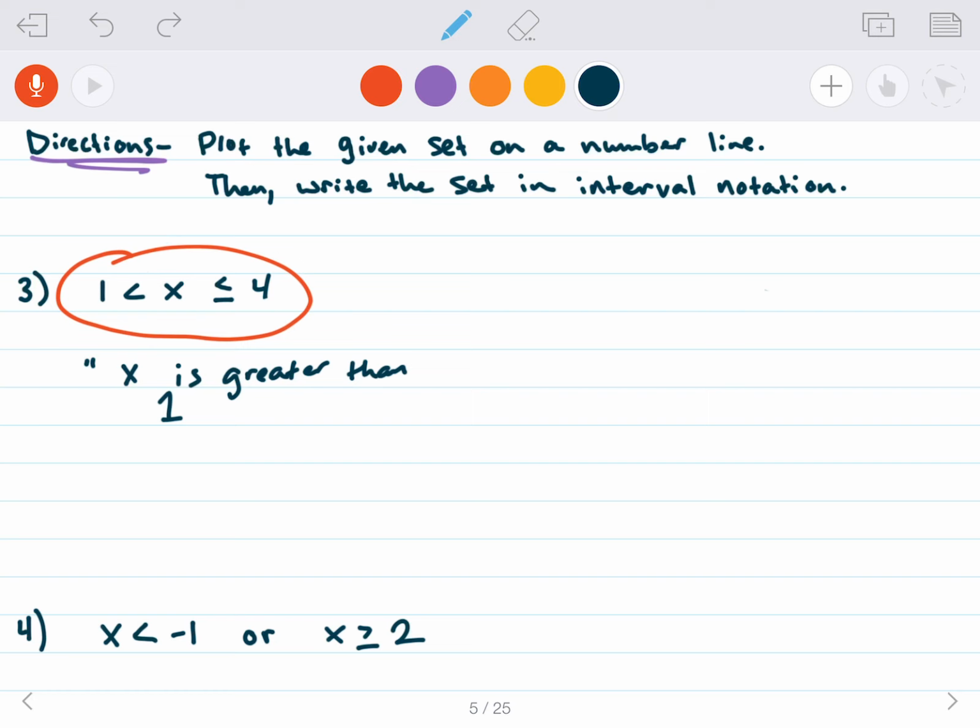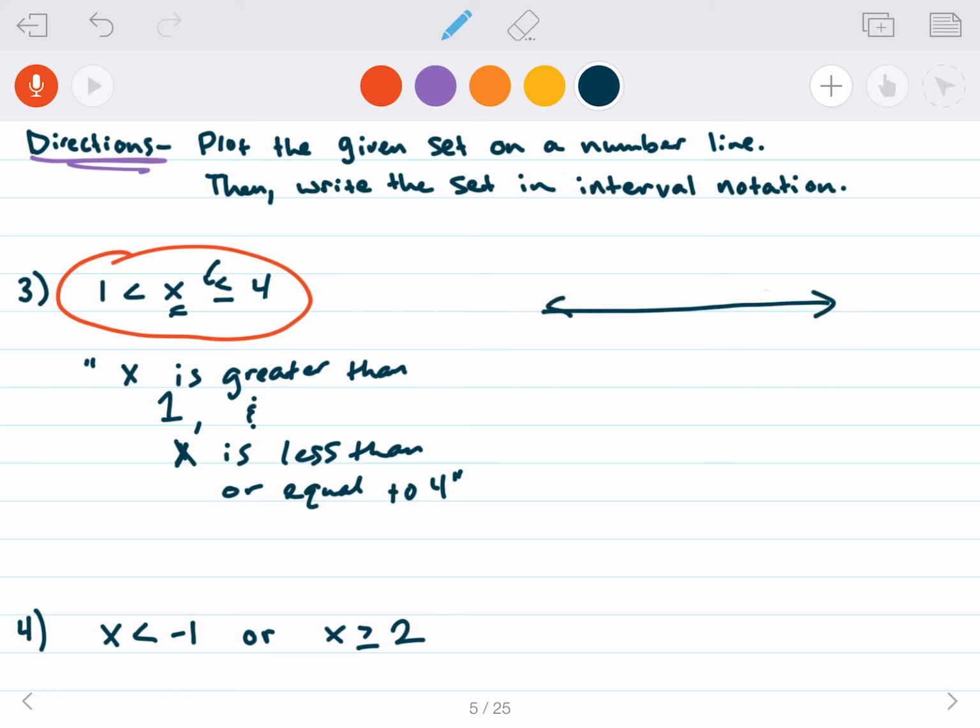And then the second part, again we're starting with the variable. Since the point is facing towards x, this is less than. x is less than, and since it has a line under it, less than or equal to 4. All right, so that's how we say that in words: x is greater than 1, and x is less than or equal to 4. So basically, the set is going to be sandwiched between 1 and 4. So here's 1, here's 4.